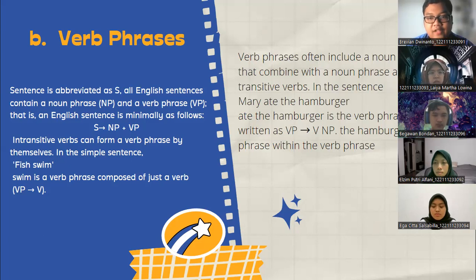Verb phrases often include a noun phrase. Verbs that combine with a noun phrase are called transitive verbs. In the sentence "Mary ate the hamburger," "ate the hamburger" is the verb phrase. It can be written as VP → V NP. The hamburger is a noun phrase within the verb phrase.